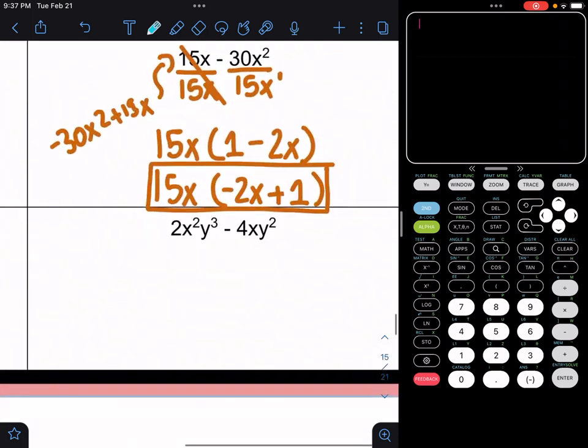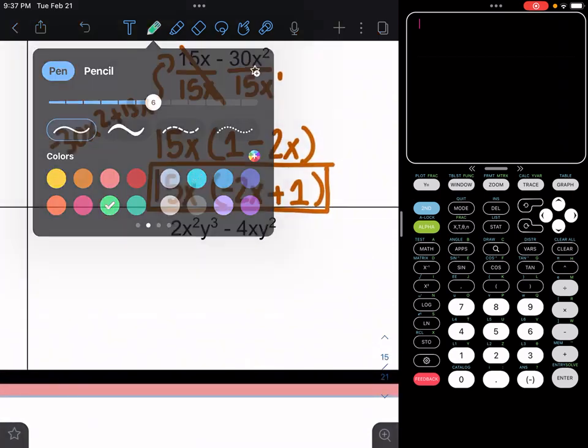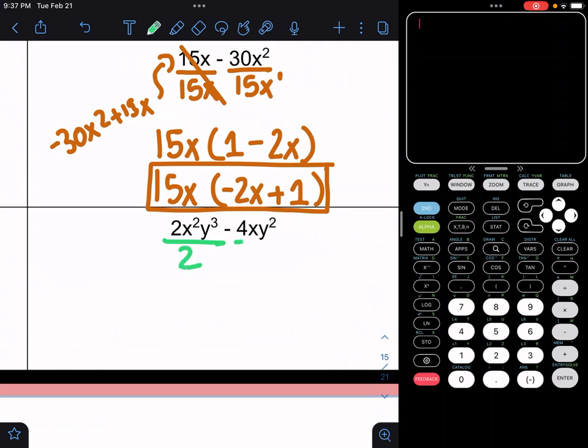And this next one, what is the GCF of 2 and 4? Well, 2 does divide evenly by both things. Then we have an x squared and an x to the first, so just x. And then we have a y to the third and a y squared, so just y squared.